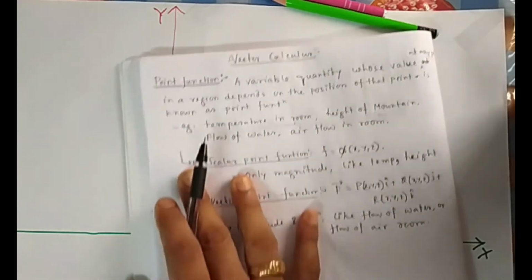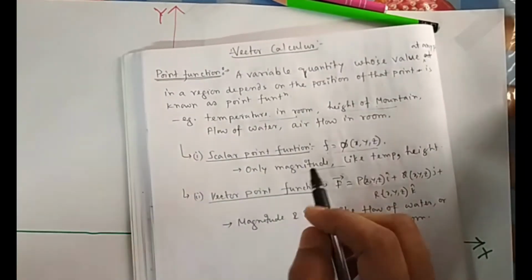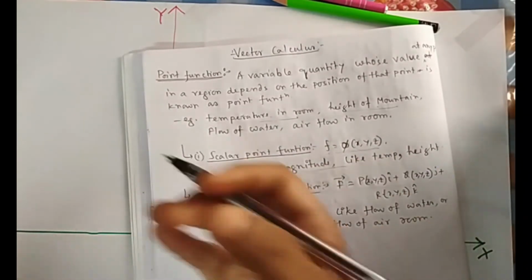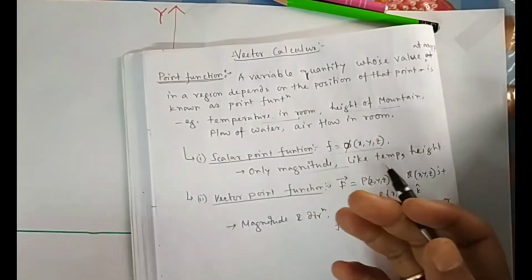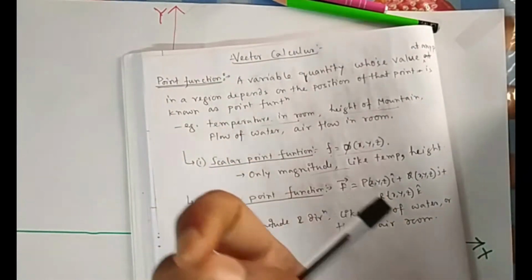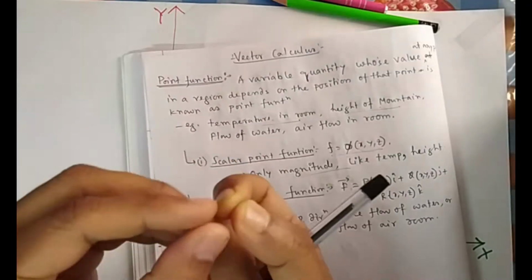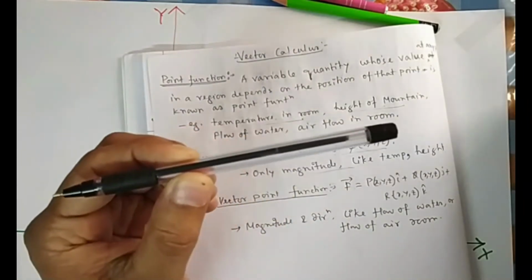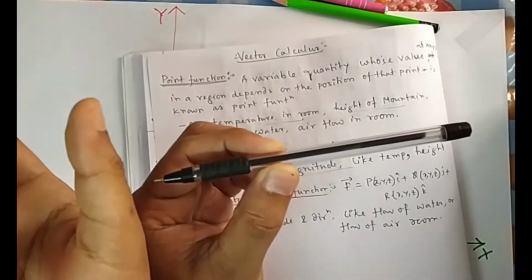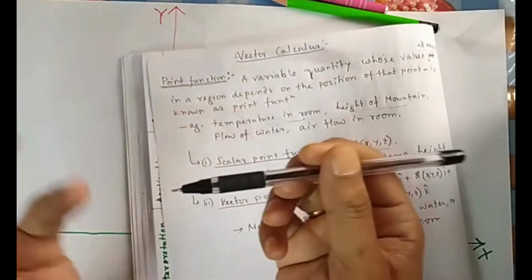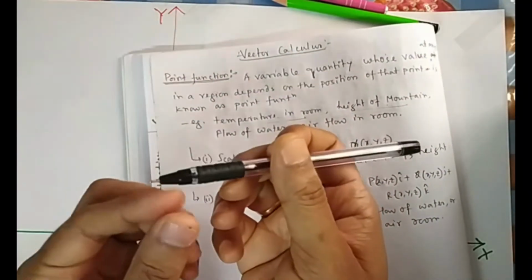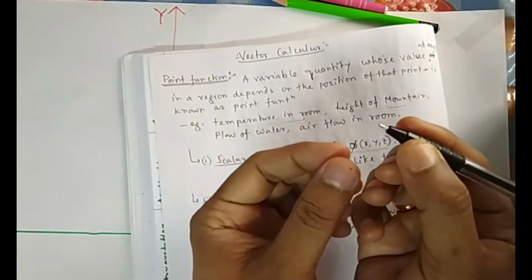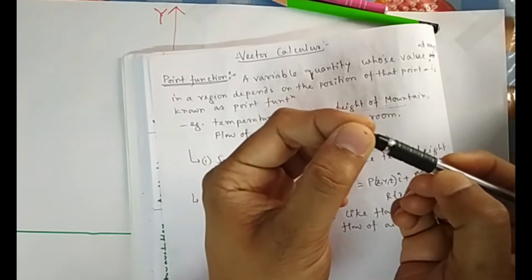Now what is a vector point function? A vector point function is like the flow of water or air flow in a room. Suppose the air is flowing in this room, one fan is moving, so the air is moving. At this particular position, the flow of air, suppose it is in this direction, will have some magnitude and a direction. If the fan is very near to me, and the fan is rotating here, then here it will be maximum, and suppose it is in the outward direction. If I go here, the direction may be here and the magnitude may be only up to this much.